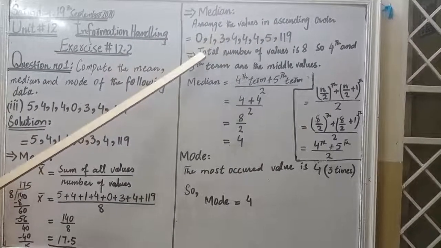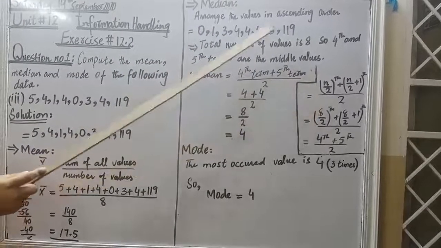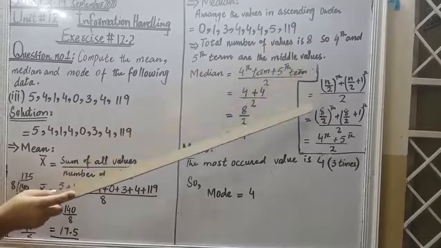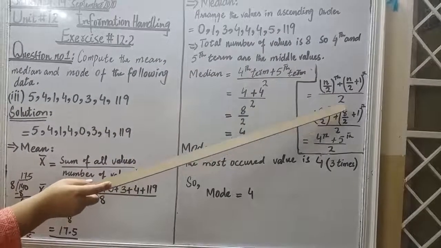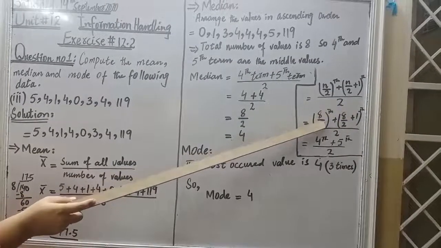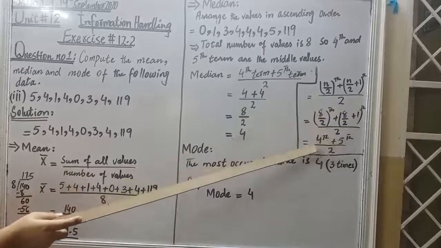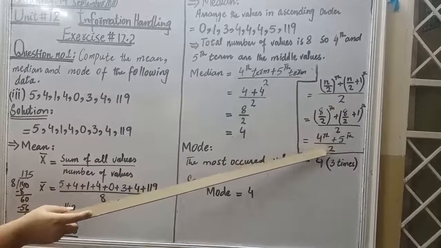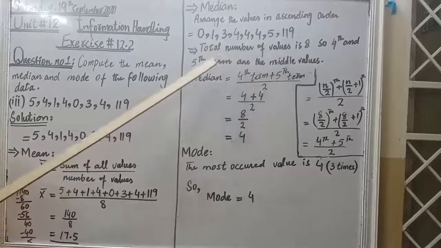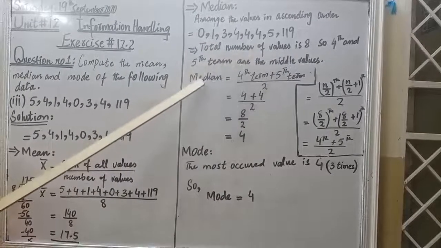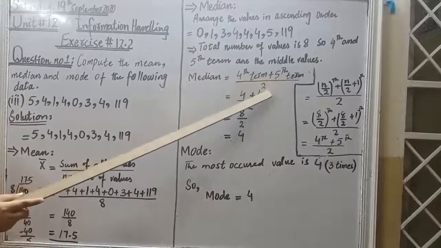So the total number of values is 8, an even number. By using our formula for even numbers, 8 by 2 plus 8 by 2 plus 1. 8 by 2 is equal to 4, and 4 plus 1 is equal to 5, the 5th term. So the 4th plus the 5th term divided by 2. Now the total number of values is 8, so the 4th and 5th terms are the middle values. By using the formula, the median is equal to the 4th term plus the 5th term divided by 2.